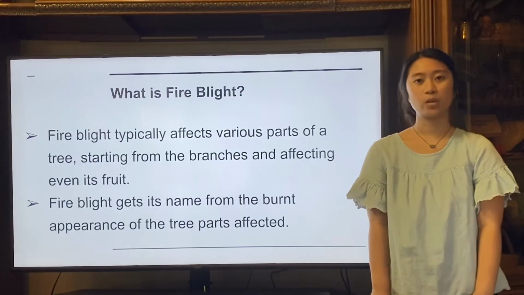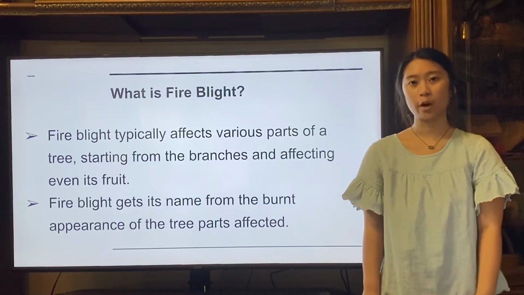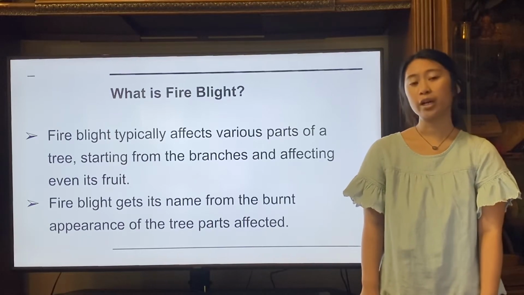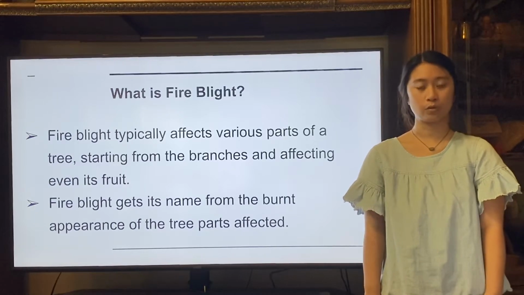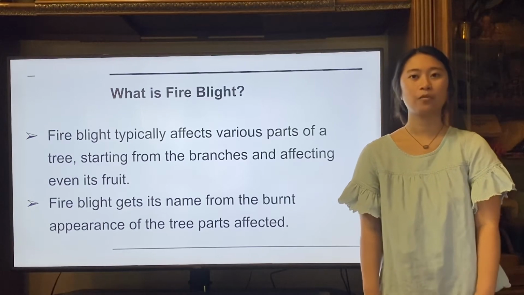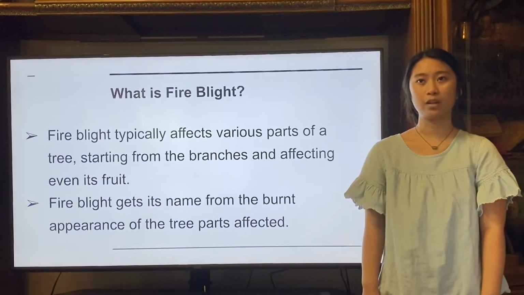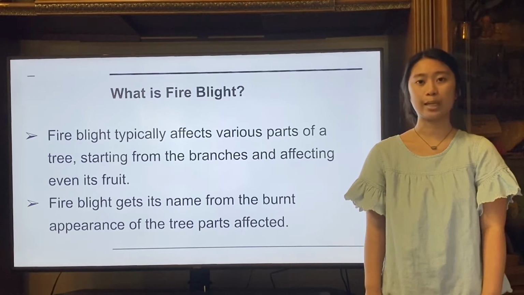And the way that the disease works is that it can affect various parts of the trees, starting from the branches or twigs, and it can also affect the flowers, the leaves, and even the fruit. And it gets its name from its burn-like appearance, specifically in the leaves, which you'll see in later pictures.